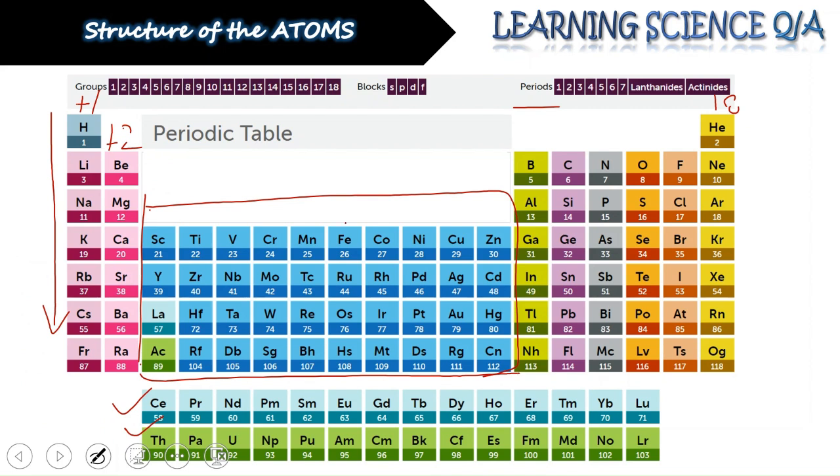Like for iron, we have valency 2 and 3. For copper, again we have valency 1 and 2. You may have seen many times copper 1 oxide and copper 2 oxide. Similarly, manganese also shows multiple valency. So these are known as the transition metals or transition elements.